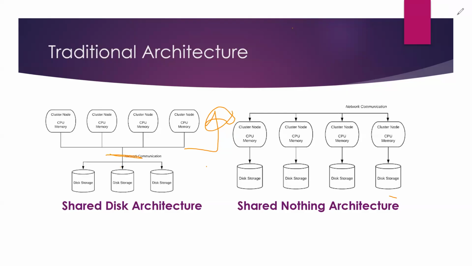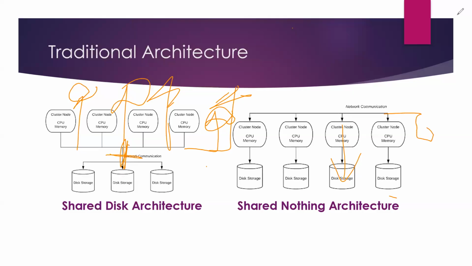In a similar way, if more clusters and more nodes are added, the data traveling through this network becomes an issue that causes a bottleneck in the network. That is one issue in the case of a shared disk architecture. But in the case of a shared nothing architecture, there is no bottleneck.